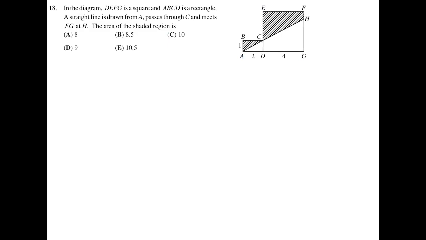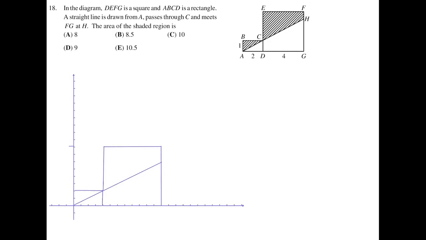In the diagram, DEFG is a square and ABCD is a rectangle. A straight line is drawn from A, passes through C, and meets FG at H. The area of the shaded region is. So let's draw this out on a graph, and you will understand this question a little bit better. Okay, so I drew this out, and we can label this now.